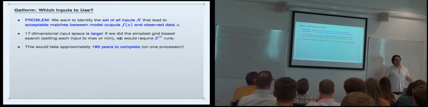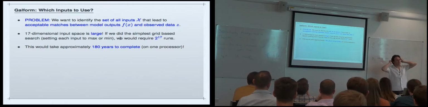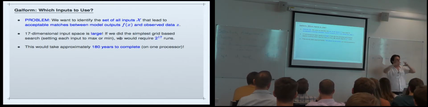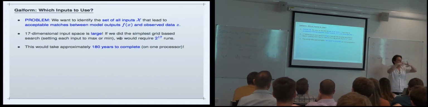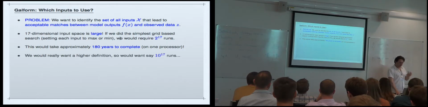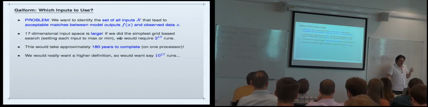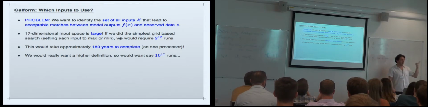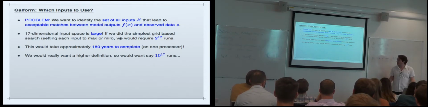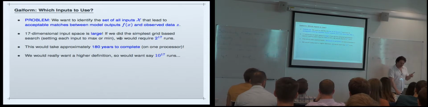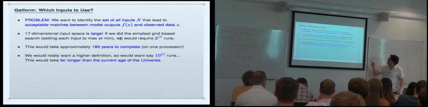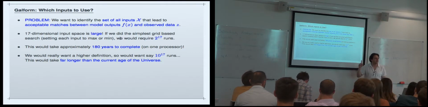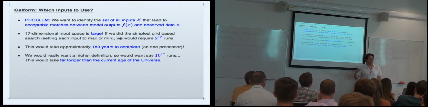But just running my model at the corners of the box is precisely not where I'm interested. I really want to know the guts of my input box. I want to know in the middle. So the naive thing would be to say, I want some higher definition. Let's do a grid. Let's do 10 by 10 by 10 runs, 10 by 10 by 10, 17 times. Well, this is really stupid now, but let's think how disastrously stupid it is. 10 to the 17 runs. This would take far longer than the current age of the universe to complete, which, as we're trying to model the universe, really takes the piss.